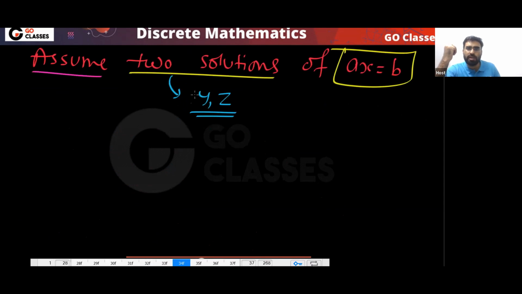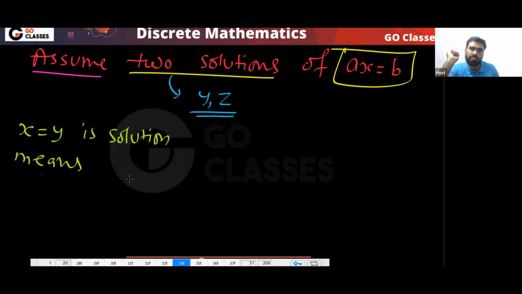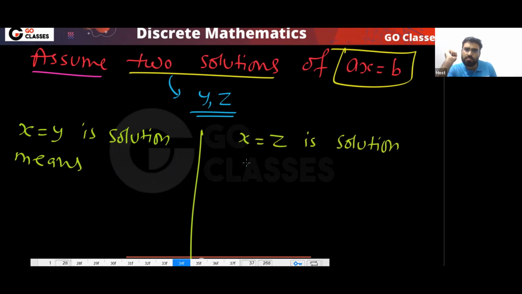I will assume that there are two solutions of this equation. Okay, now what does this mean? x equal to y is a solution. And x equal to z is a solution. So x equal to y is a solution, it means ay equal to b. And x equal to z is a solution, it means az equal to b. Agree?